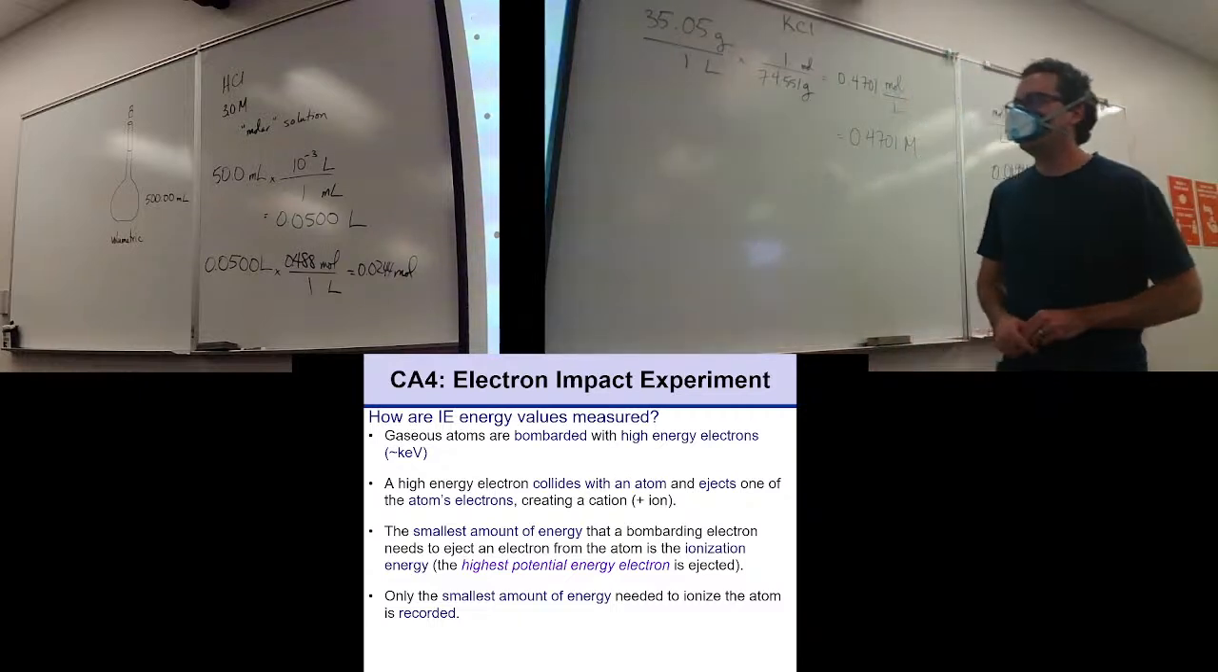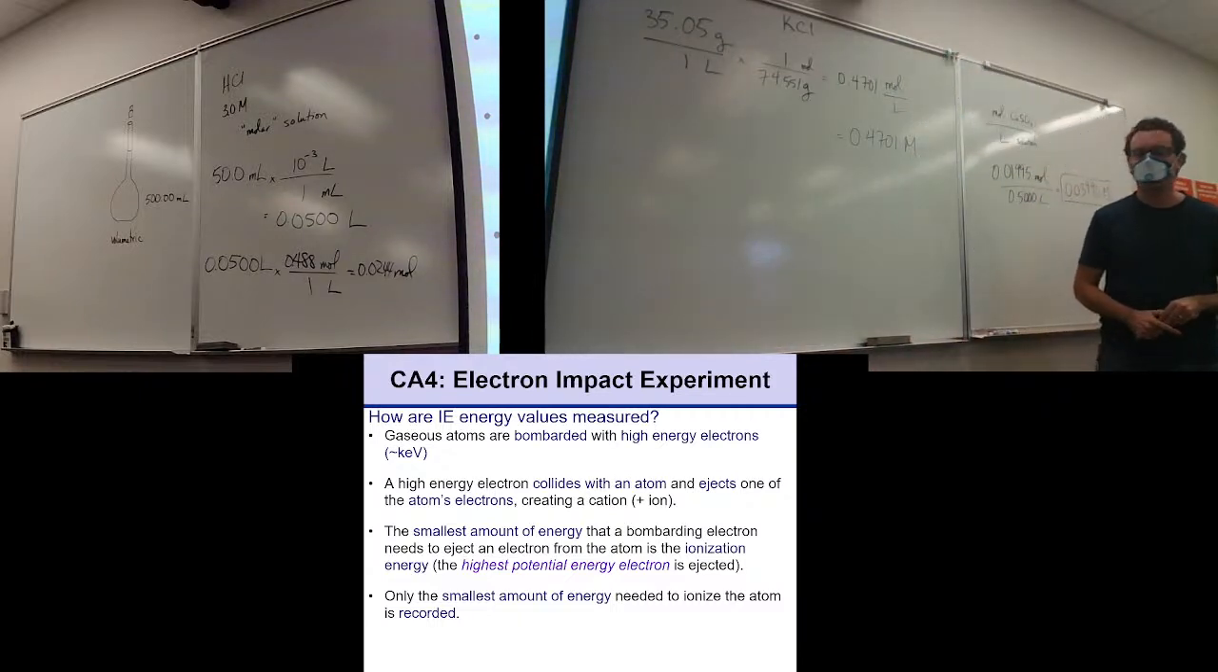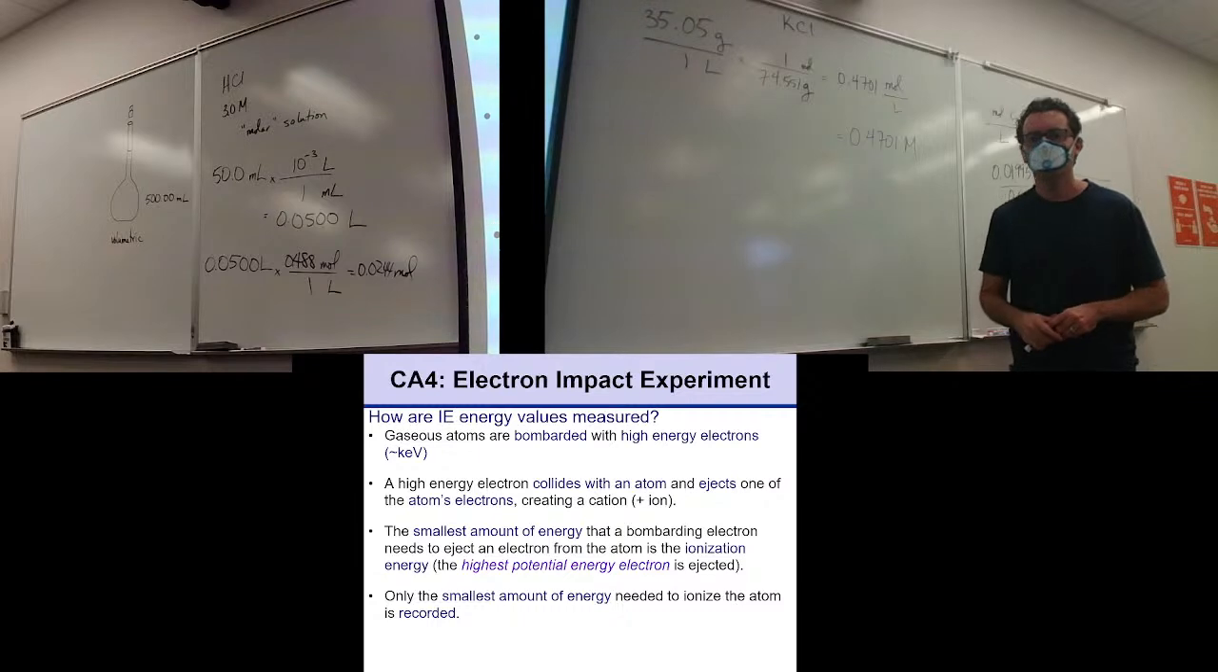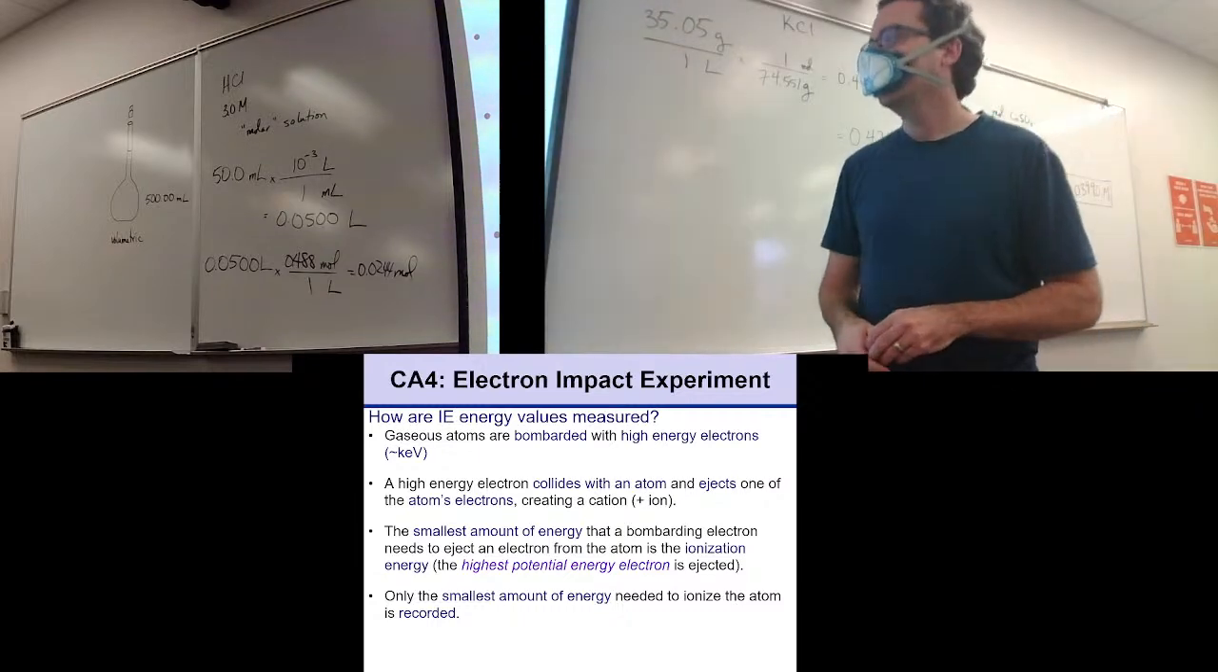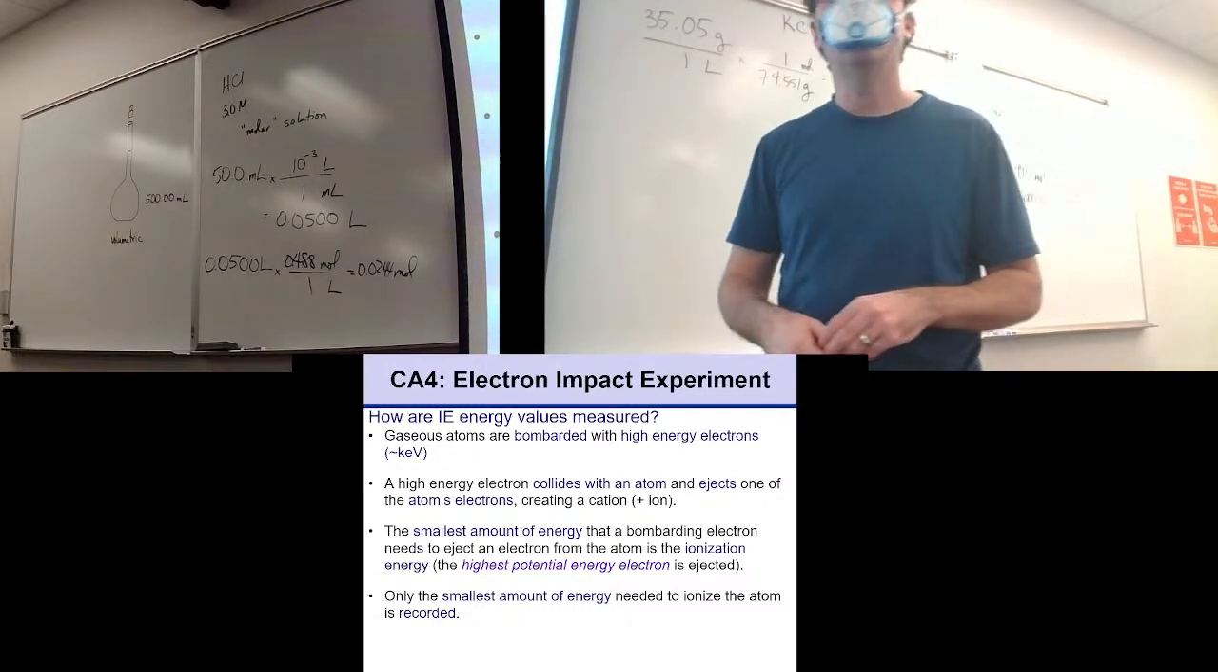So we actually tune these high energy electrons to find the minimum energy needed to make an electron come out. And that's kind of how we know what the ionization energy is.